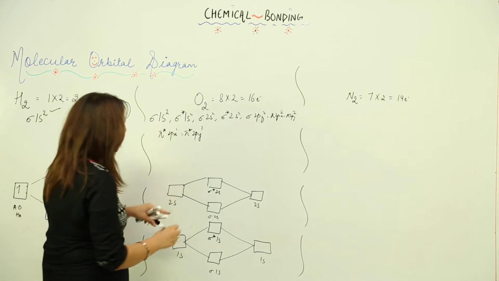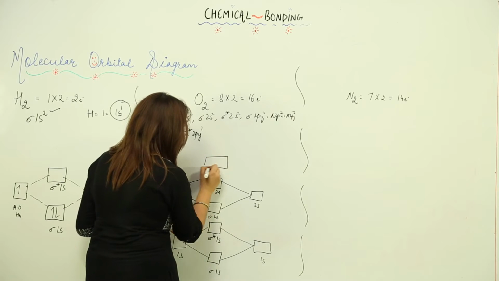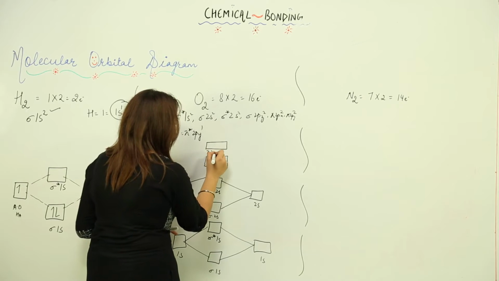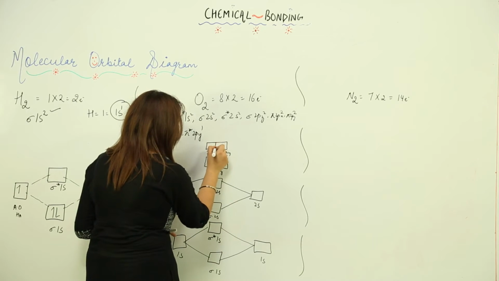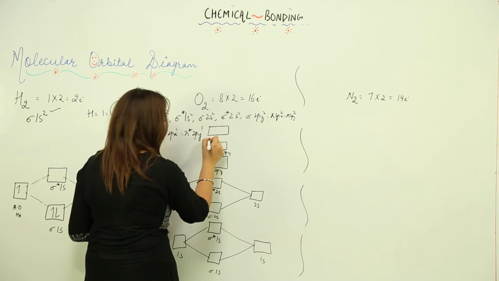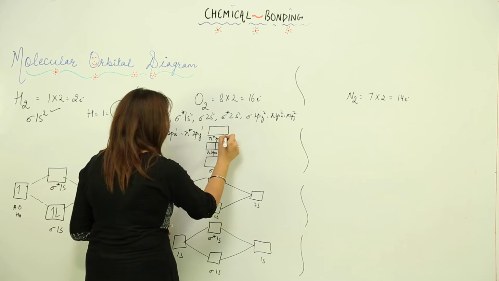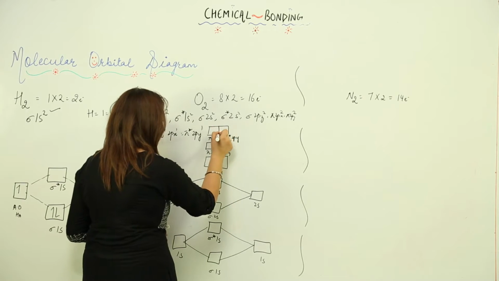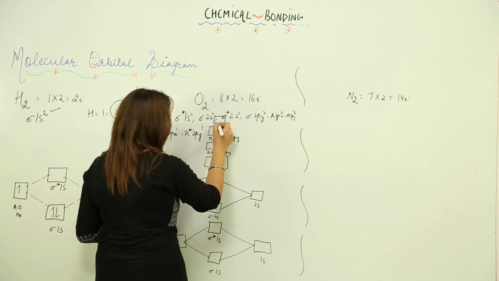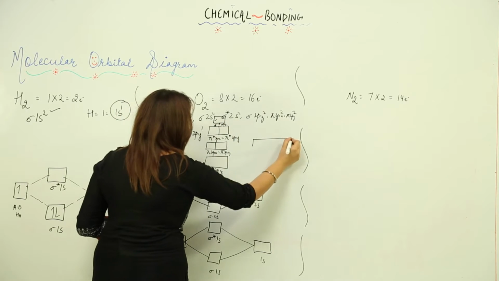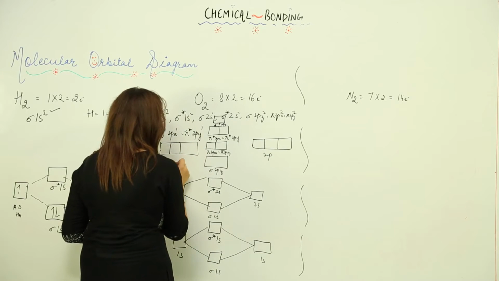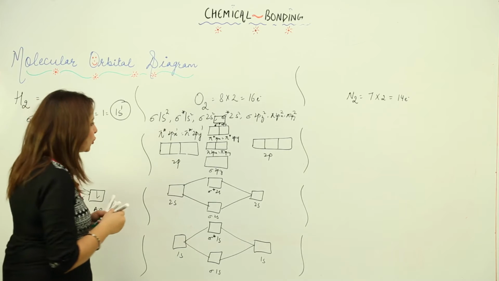Now I have the 2pz also. So let's draw 2pz, sigma 2pz, pi 2px is equal to pi 2py. So I need to divide into two parts because they possess the same energy. Then I have again anti-bonding 2px is equal to anti-bonding 2py. I need to draw like this. And I can also write sigma star 2pz, and this is my atomic orbital for the oxygen atom, that is my 2p. So this is how you need to draw. I will just join it again.